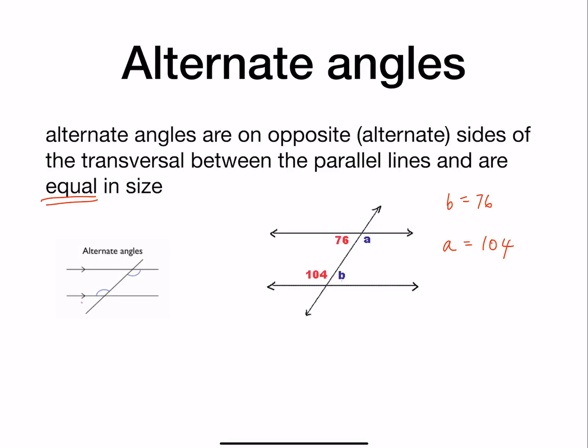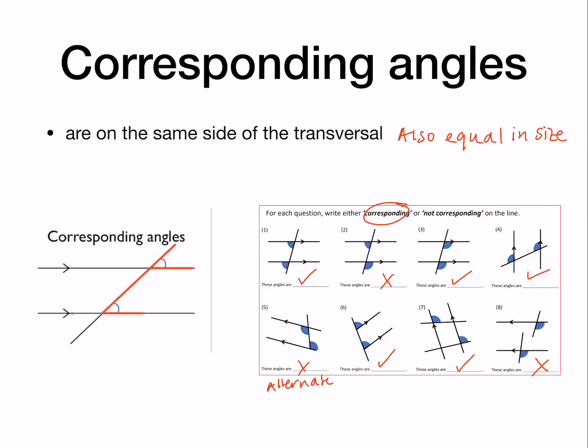So again, alternate angles are on opposite sides of the transversal between the parallel lines, and they're equal. So they're going to be exactly the same. So you can see in the example there that B is equivalent to 76 degrees and A is equivalent to 104 degrees. The corresponding angles are either above or below the parallel lines on the same side of the transversal, and they're the same size.